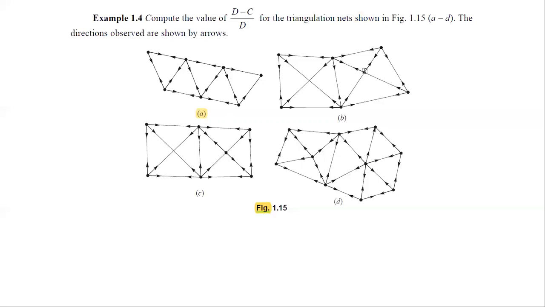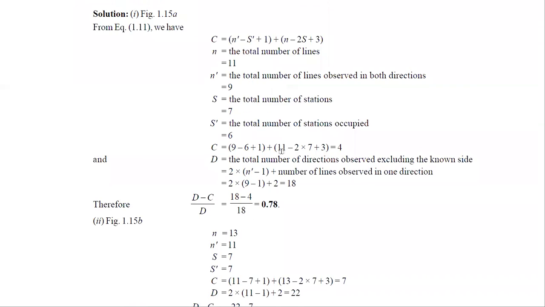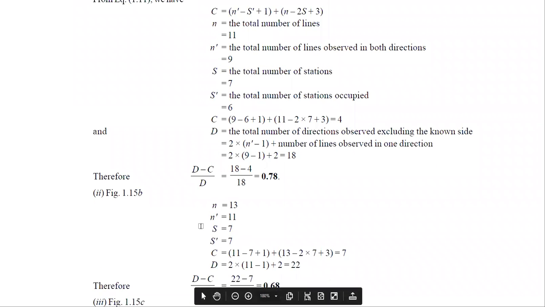This station has been occupied, but these two lines have been observed only in one direction. So keep this in mind. Every station has been occupied. So the total number of stations is 1, 2, 3, 4, 5, 6, 7. That means we have 4 stations, 2 stations and 1 extra station here. So 7 stations, and all of them have been occupied.